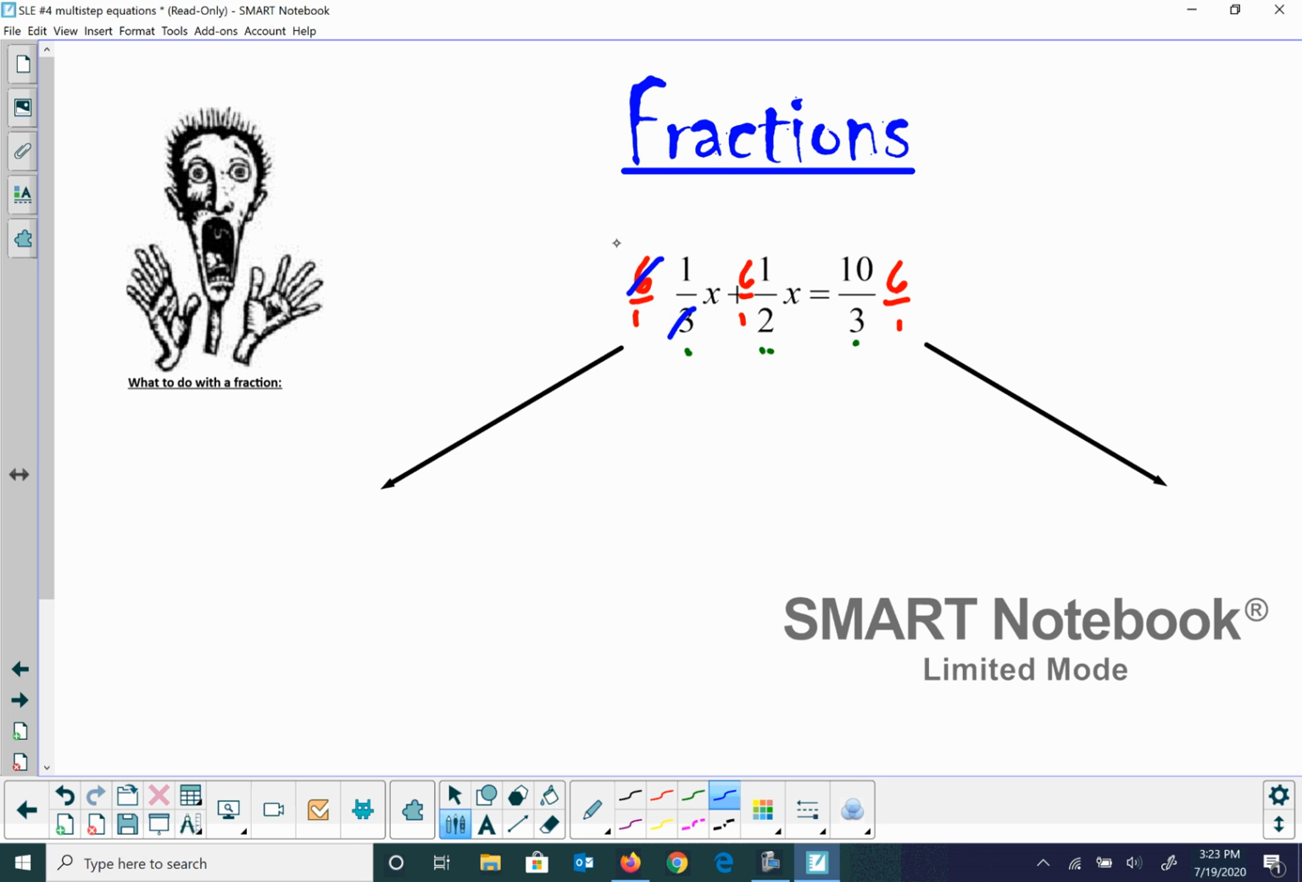So then 3 goes into 6 twice. 2 times 1 is 2, so I get 2x because the x was there, plus 2 goes into 6 3 times. 3 times 1 is 3, equals 3 goes into 6 twice. 2 times 10 is 20. What no longer exists on our problems, my friends? Got that right. No fractions.